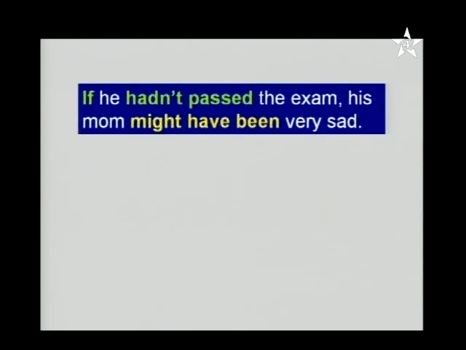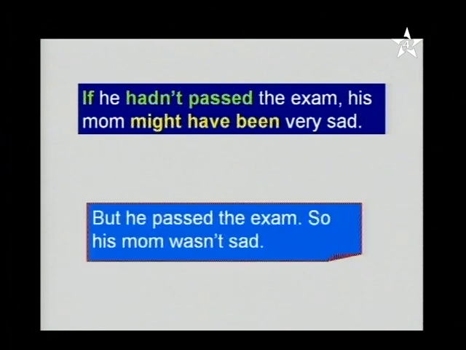Sentence 2. If he hadn't passed the exam, his mom might have been very sad. The interpretation is, but he passed the exam, so his mom wasn't sad.